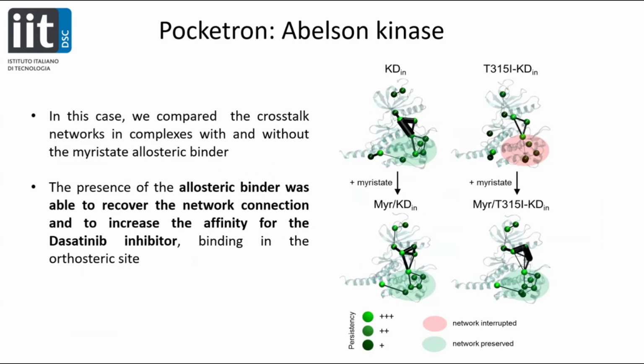Probably one of the most challenging things that we found is the Abelson kinase case, in which we started from, say, the wild type, then we simulated the variant, and then we found that, according to literature, this communication network is interrupted. And then if you place myristate in this non-allosteric pocket, what you get is that the communication network is restored.